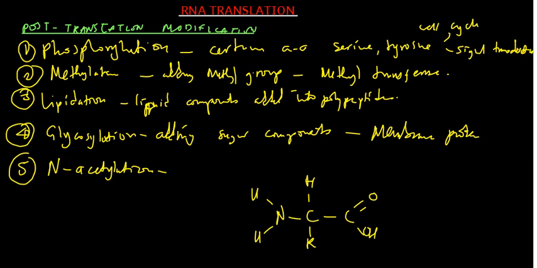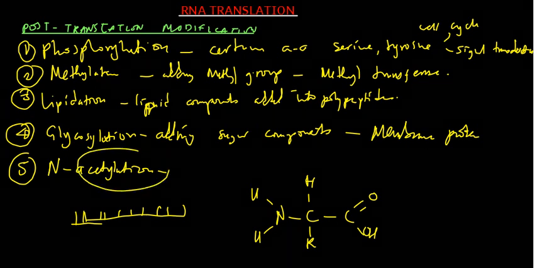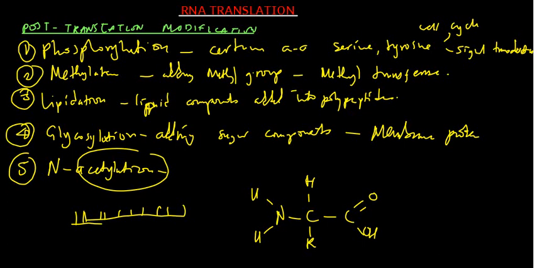This process can take place when the ribosome is still translating the polypeptide. During the process of translation, this is when N-acetylation can happen. We can add our acetyl group during translation, and at the same time, it can also happen after the process. It is not just during that.